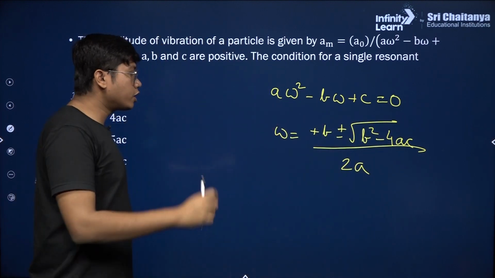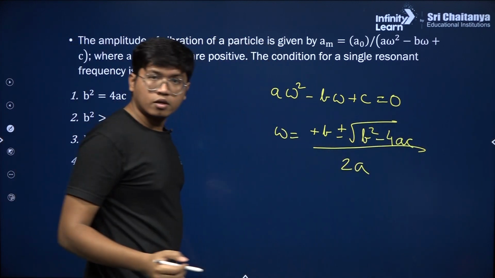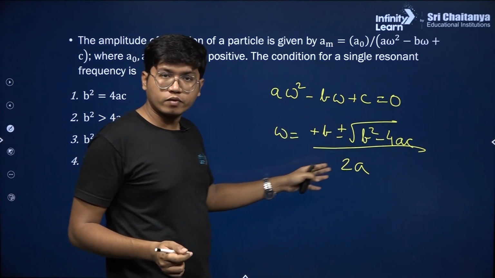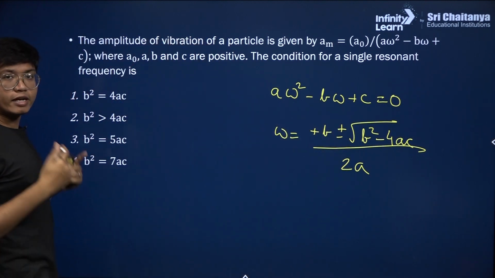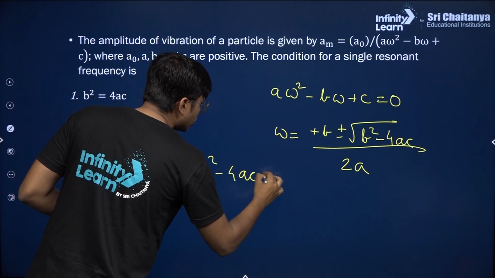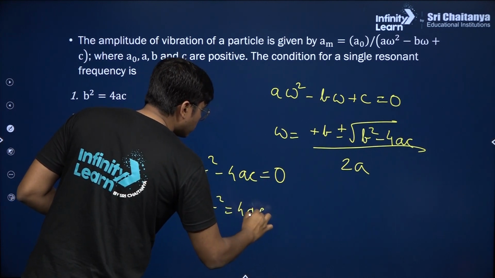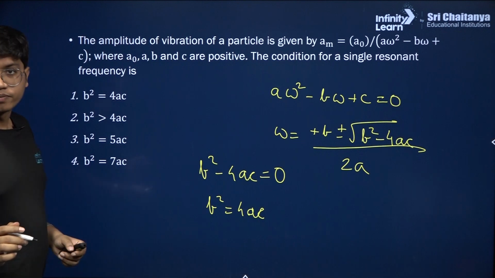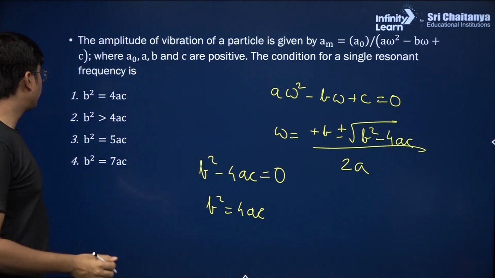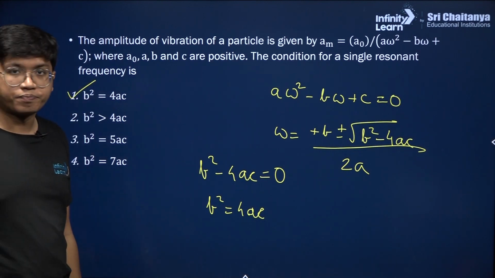From quadratic equation we know that we'll get a single value if this part goes to 0, because then if this part is 0, there is no plus minus term, it would just be b by 2a, which means for our criteria to solve is that b square minus 4ac should be equal to 0, or that b square should be equal to 4ac. Only then will you get only one value of omega, one resonant frequency. So your criteria is that b square should be equal to 4ac.